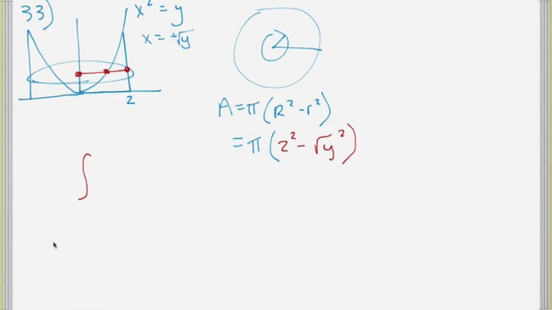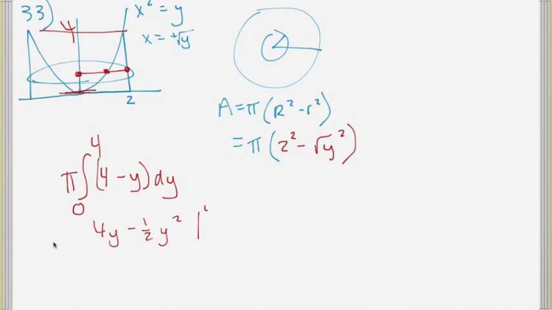So then volume is the integral of that. I have y's in the problem, so I need y's as my limits. So what limits do I want for y? 0 to 4. Yes, thank you, 4. If x is 2, y would be 4. So I get 4y minus a half y squared, with the pi out front. Then I get 16 minus 8. Plug in zero and I get zero. So about 8 pi.